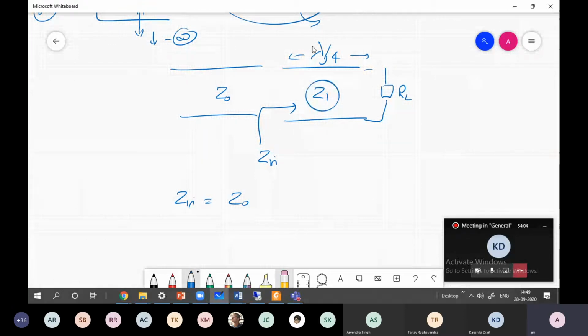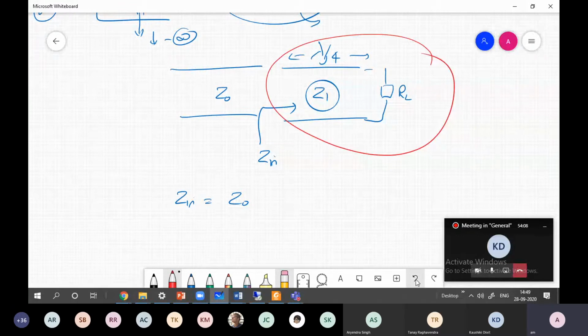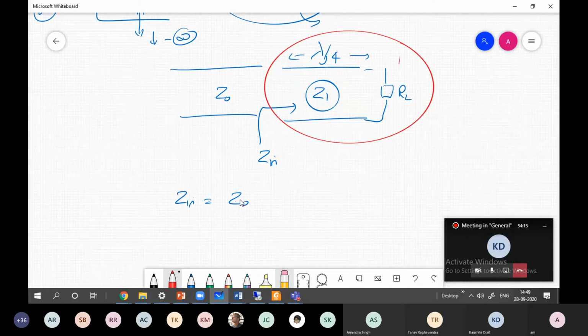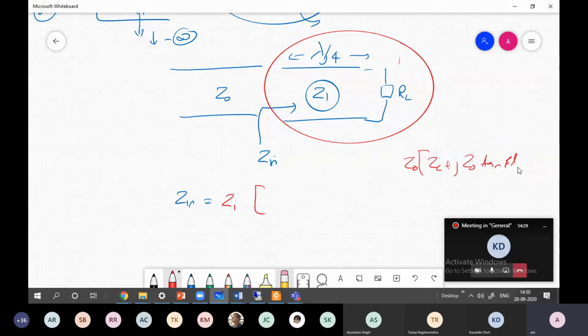That is this, because we are talking about this portion of the transmission line. So here is your Z naught, and this Z in equals Z1 into Z naught plus ZL plus jZ naught tan beta L over Z naught plus jZL tan beta L.